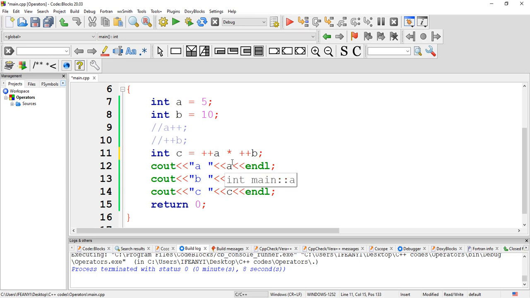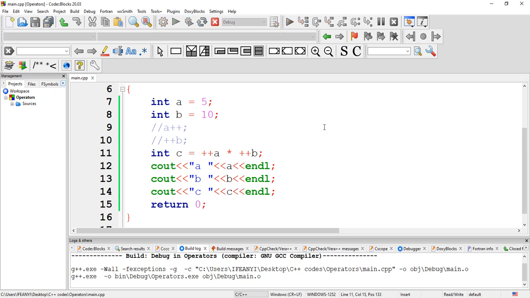The interpretation changes and I say increase me before using me. So 5 is now ++5, which is 6, and ++10 is 11. So what we are having here is 6 times 11, which is now 66. So we're going to have 66 as the result.